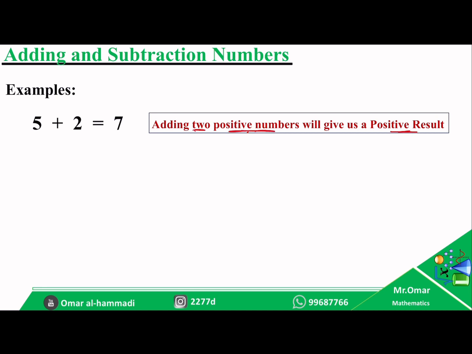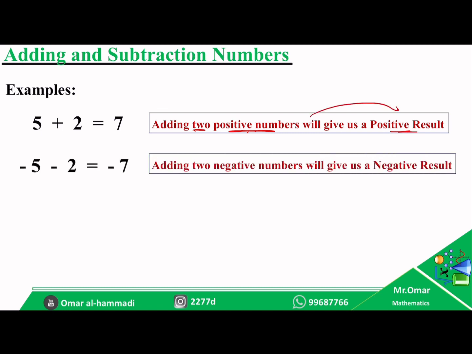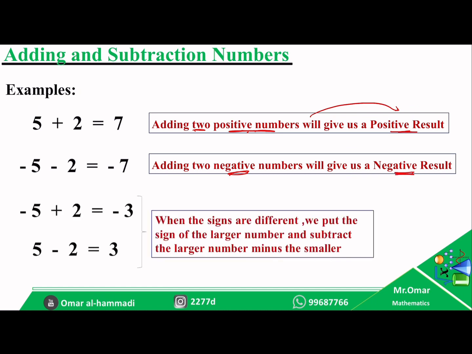For example, we have 5 plus 2. 5 plus 2 is equal to 7. Why? Adding two positive numbers will give us a positive result. Now, minus 5 and minus 2. Minus 5 subtract 2 is equal to what? Minus 7. So adding two negative numbers will give us a negative result.